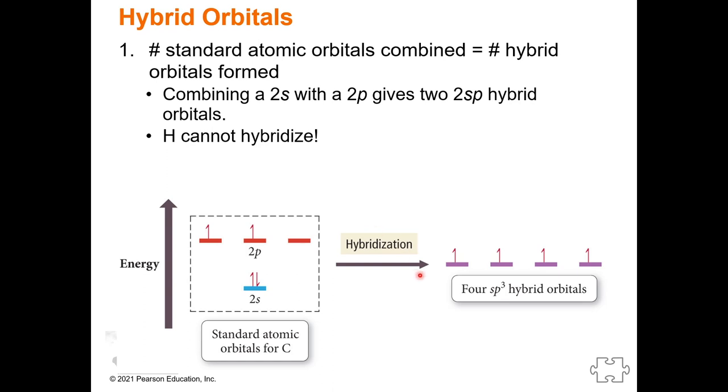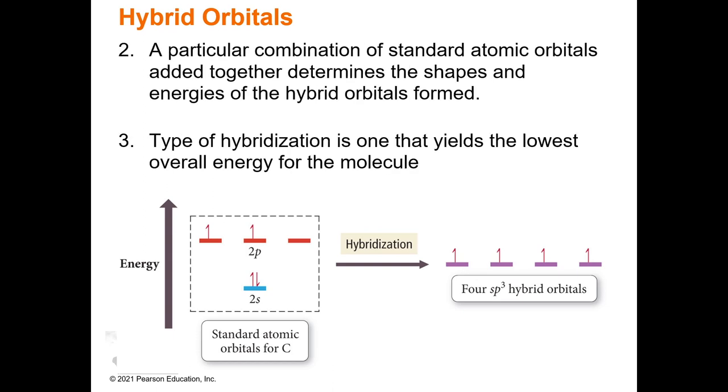Now take a look at the energy. It is a little bit higher than the 2s, but it's also lower than the 2p orbitals. Point number 2 would tell us the molecular geometry, and that all depends on how many hybrid orbitals we created. So here we have 4 sp3 hybrid orbitals. So that means that we can have 4 electron groups. Now think back to table 11.1. What is the electron geometry for a molecule that has 4 electron groups? That would be tetrahedral.